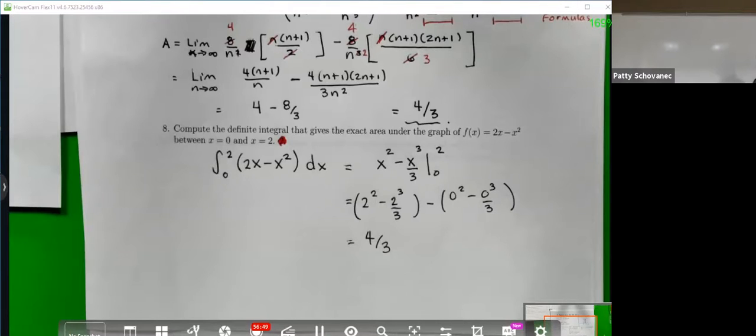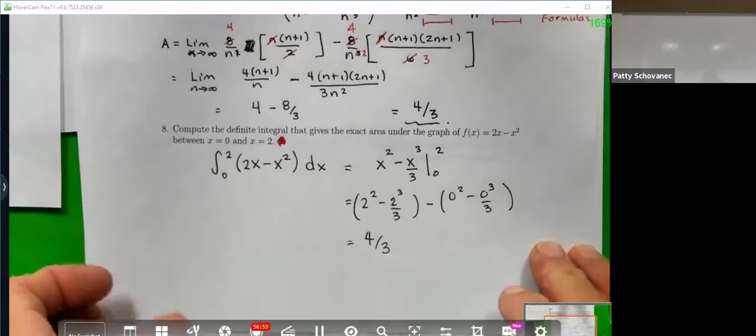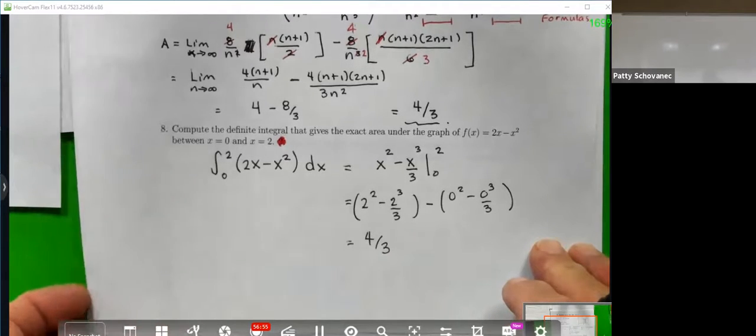Okay, so let's look at the definite integral. Let's compute a few of them. A definite integral is simply an integral, right? So we have all of the same properties of integrals that we had before. So let me write them down.